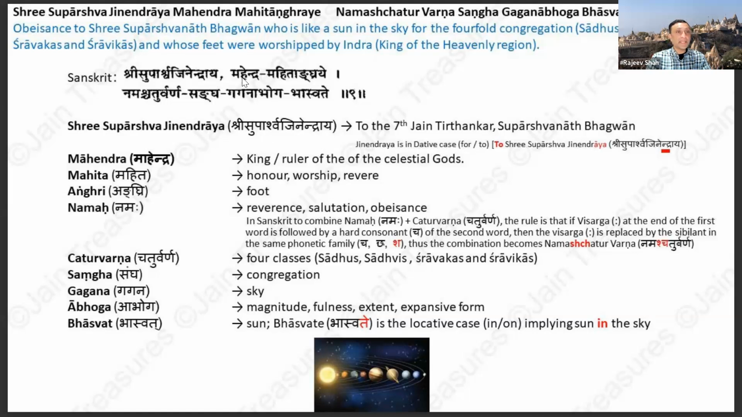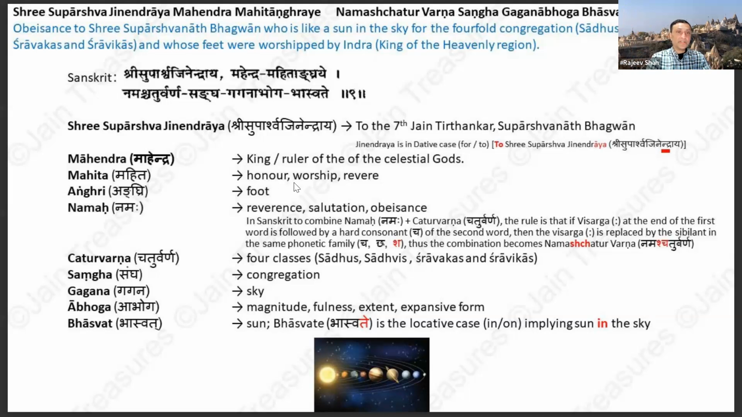The next one is Mahendra. Again, in Sanskrit, you'll find it very common that the words are joined together. So Mahendra is Maha Indra. Maha means great, and Indra means Lord of the celestial beings. Whoever is the king of the celestial gods, so that's why he's a king or ruler of the celestial gods.